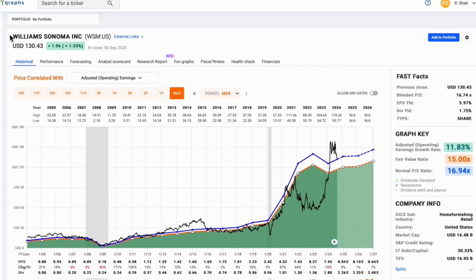Okay, so we're going to take a look at Williams Sonoma. This was a stock that I bought for many clients. We don't have this in client accounts anymore. And by the way, this is not a recommendation at all. And I also want to point out this is FastGraphs. It's a really wonderful fundamental analyzer tool.